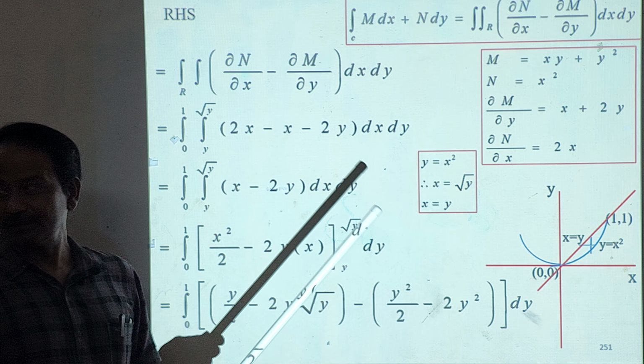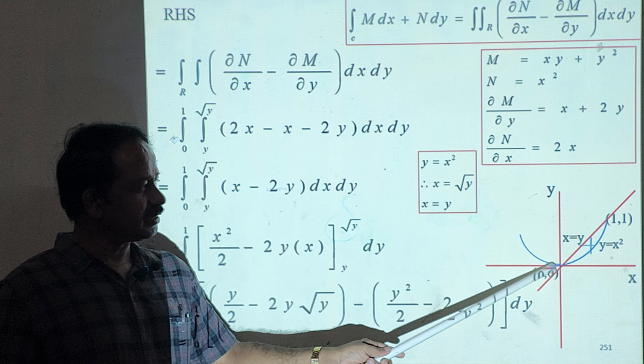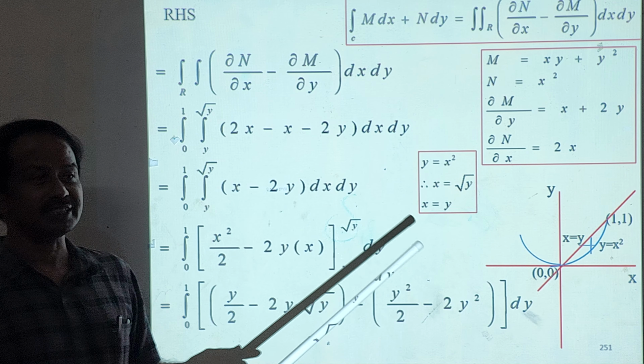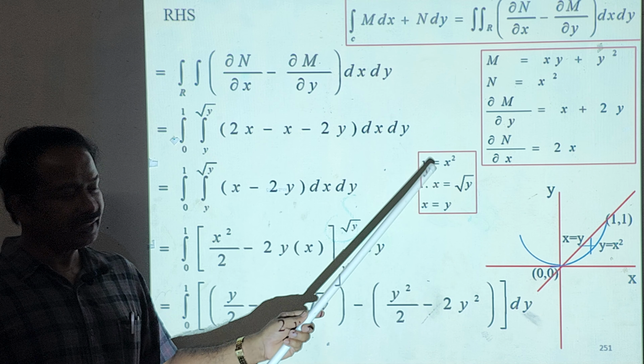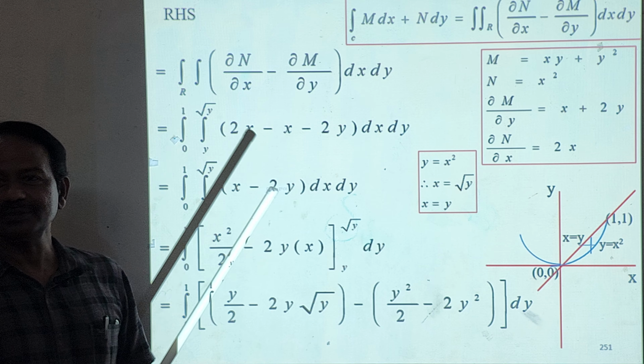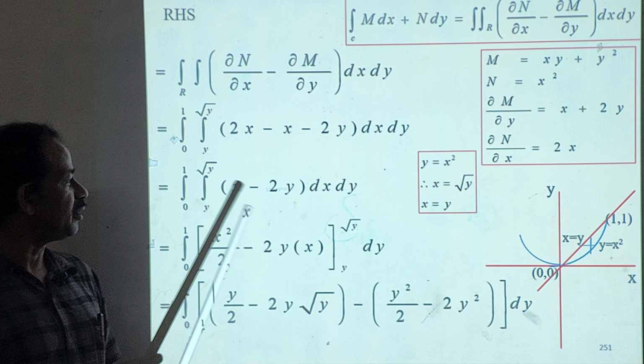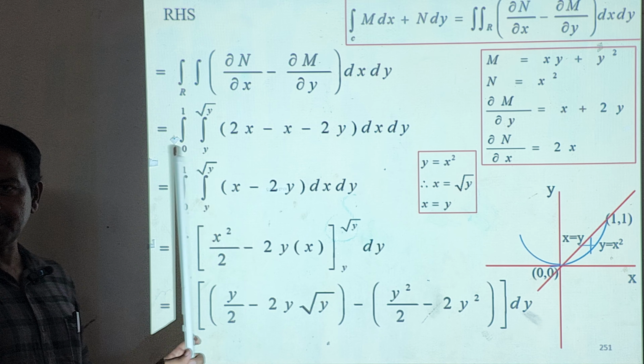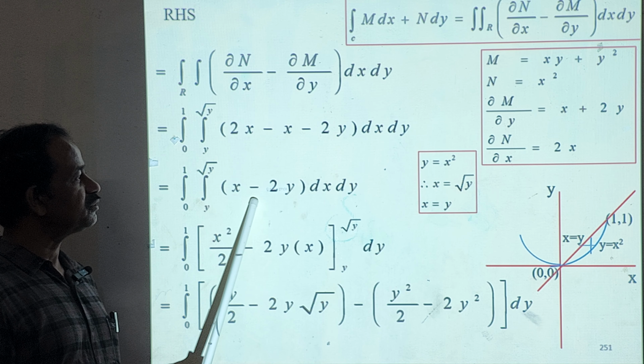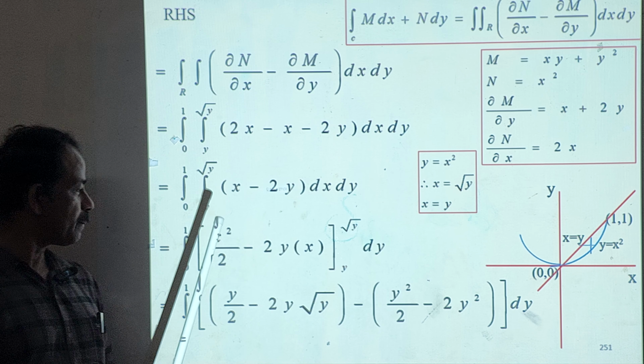Area enclosed by the curve. We will have to use two equations. One is y equal to x squared. Another one is x equals y. So this is the lower limit and this will be the upper limit. So we have x minus 2y, dx dy.